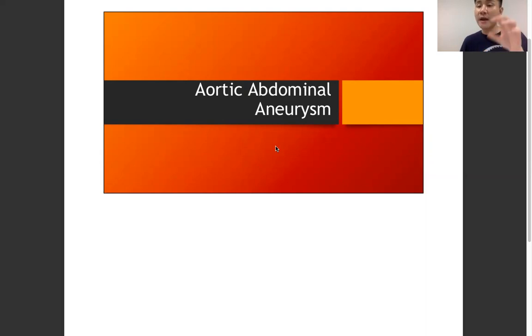An aneurysm is basically a pouch. So this is a blood vessel. An aneurysm can be a pouch next to the blood vessel, and this pouch, if the blood pressure is too high, can burst and cause internal bleeding. So that's why we have to learn about it.